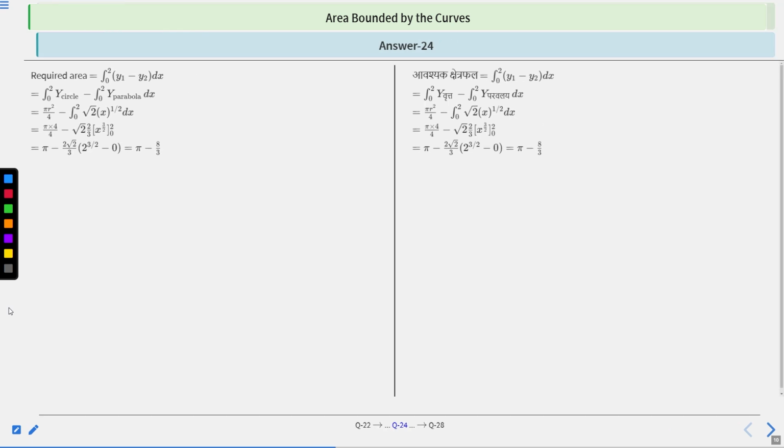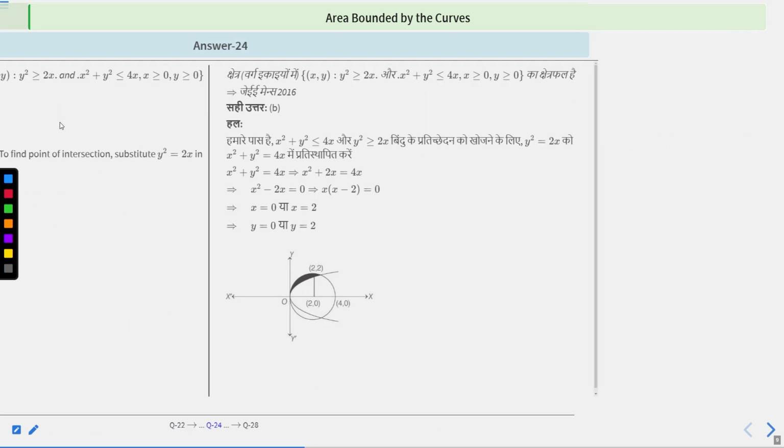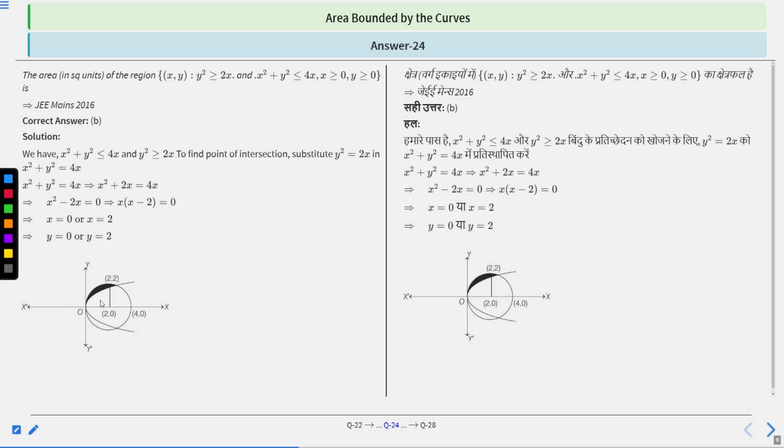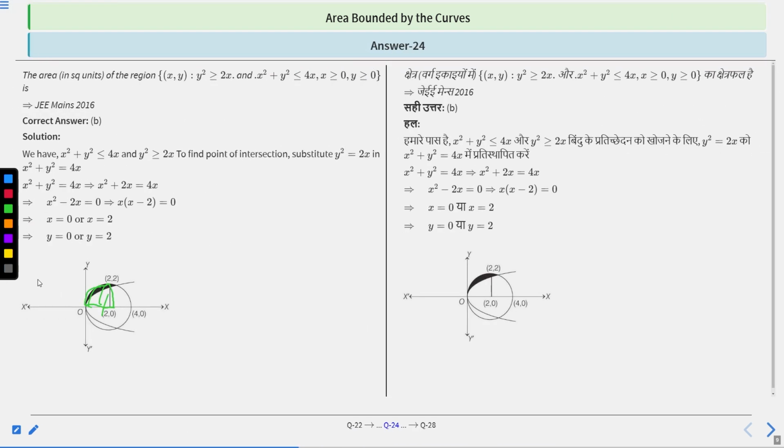That is, the integration from 0 to 2 of (y₁ − y₂) dx. We will do the integration from 0 to 2 of the circle minus the integration from 0 to 2 of the parabola. Got it? Which will be the area of the shaded portion.